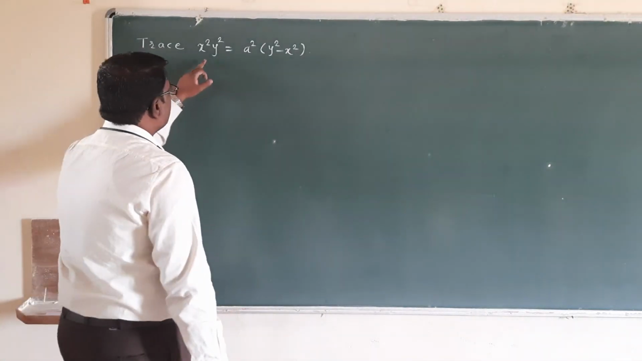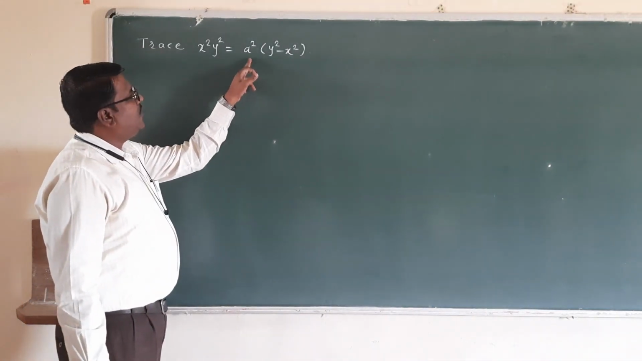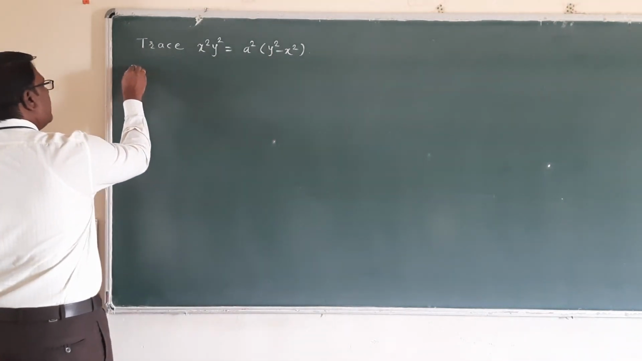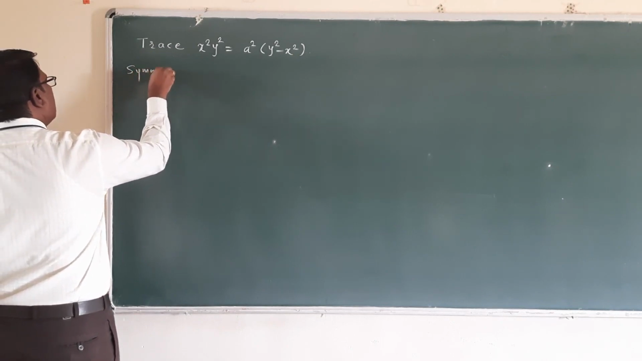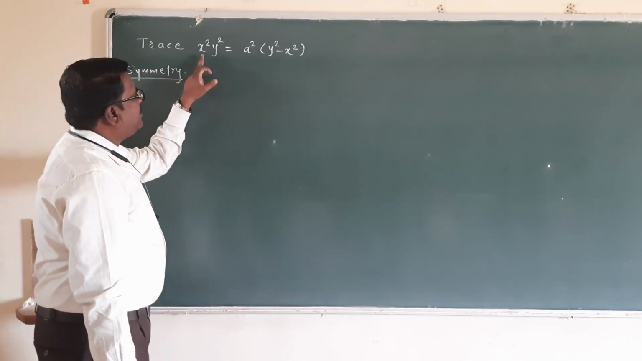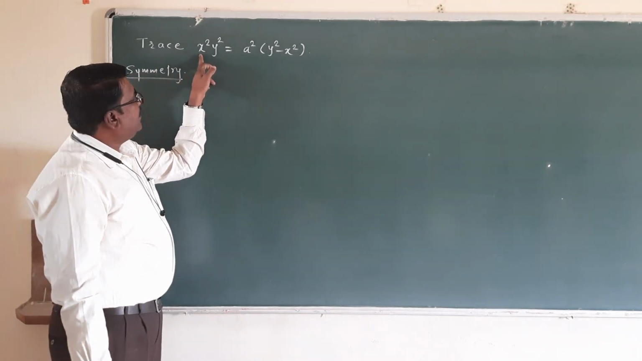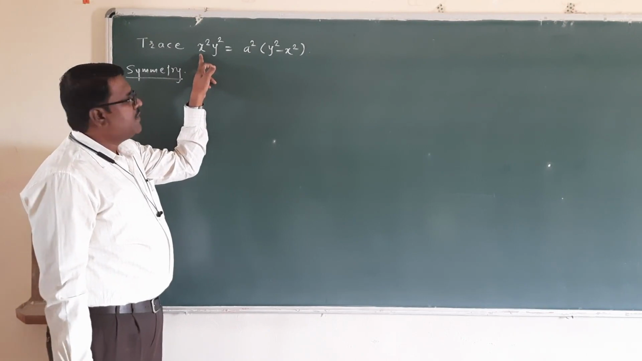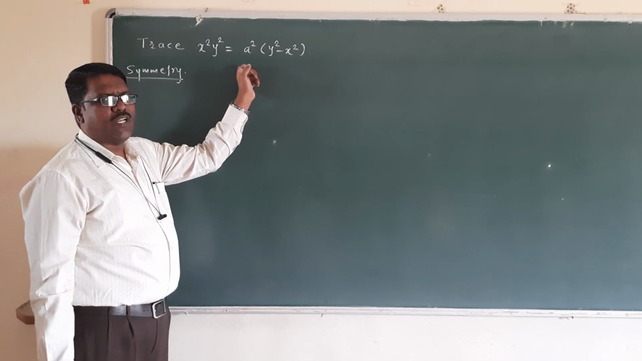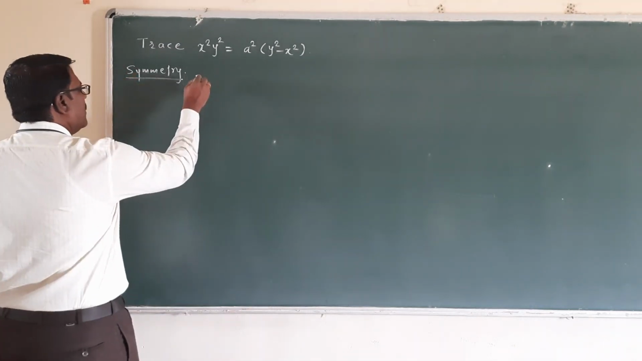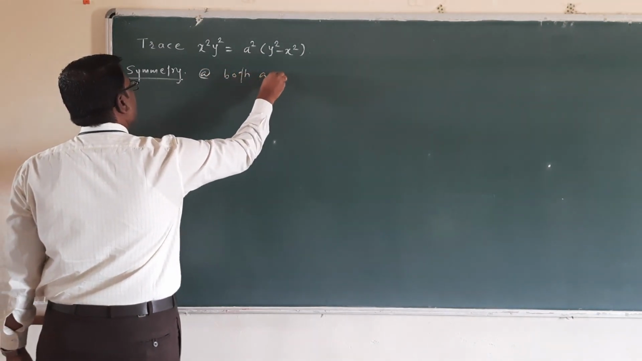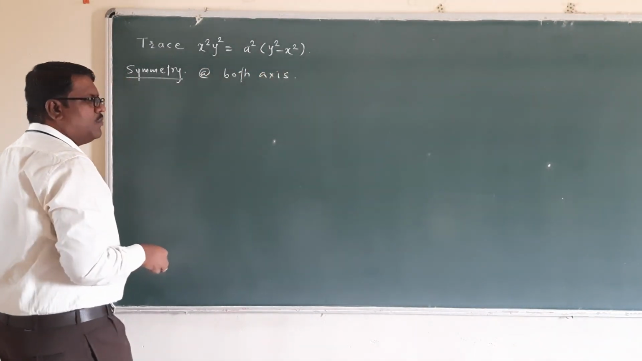The curve is x square y square is equal to a square into y square minus x square. First point, symmetry. As this equation contains even and only one power of both x and y, this curve is symmetric about both axes. So the given curve is symmetric about both axes.